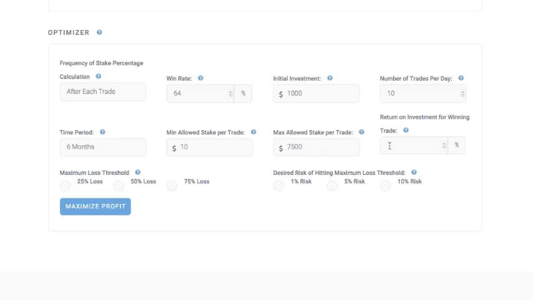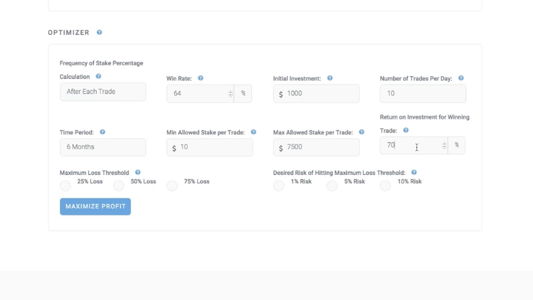So use the break-even win rate calculator or use the formula in the video for the break-even win rate calculator, and just figure out what your break-even win rate would be for the given payout rate that you're looking at, the return on investment for a winning trade. So let's say it's 70%. You'll find that your break-even win rate would be 58.8%.